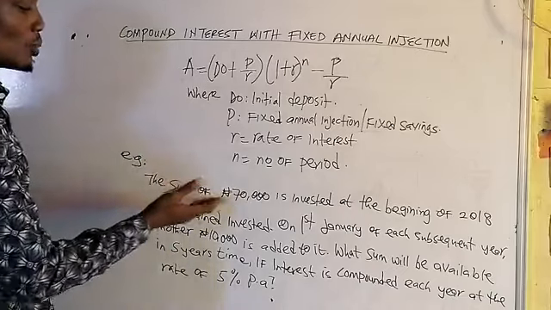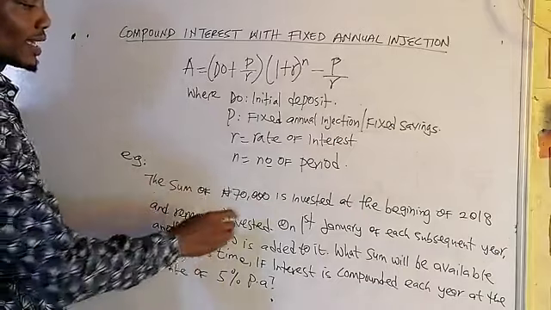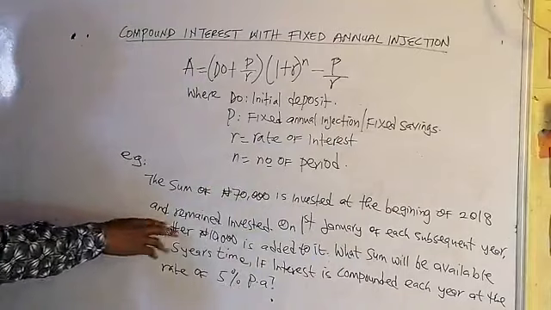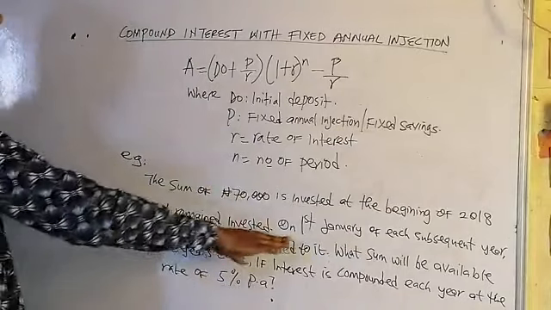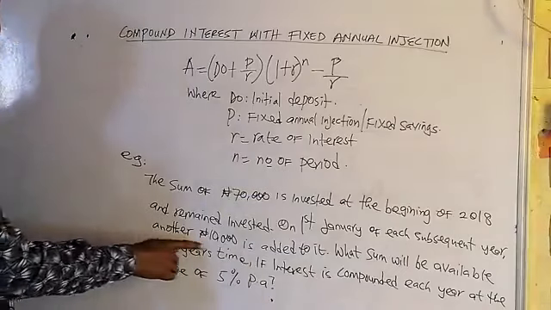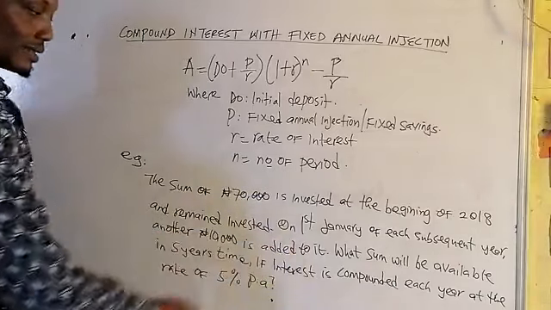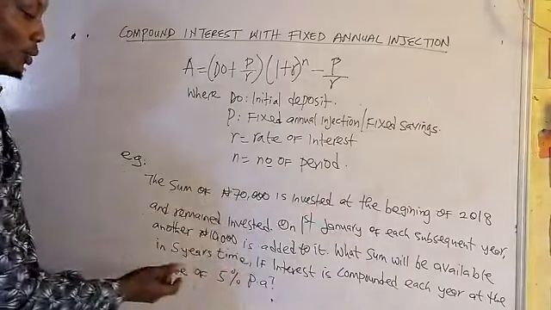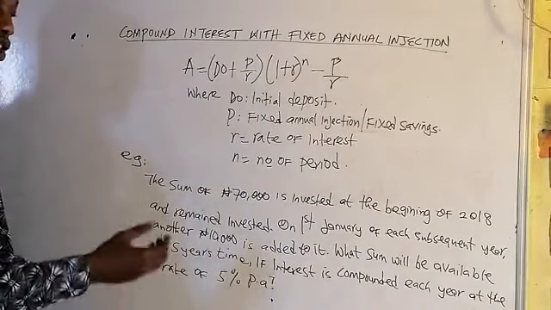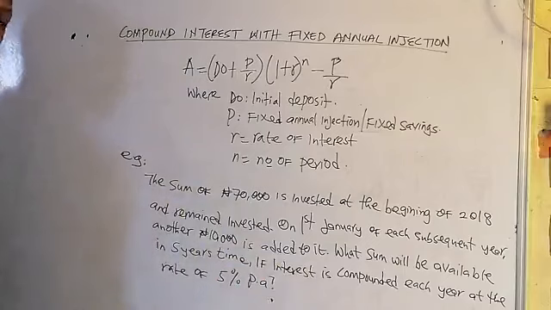The question goes: the sum of 70,000 naira is invested at the beginning of 2018 and remains invested. On 1st January of each subsequent year, another 10,000 naira is added to it. What sum will be available in 5 years' time if interest is compounded each year at the rate of 5%?